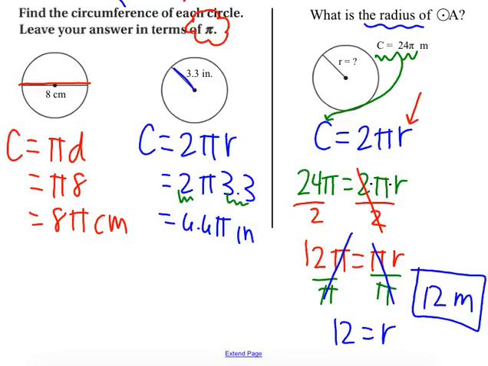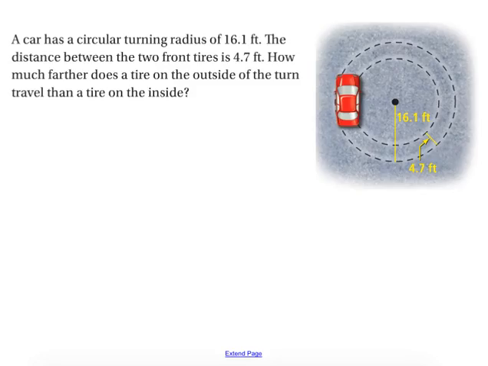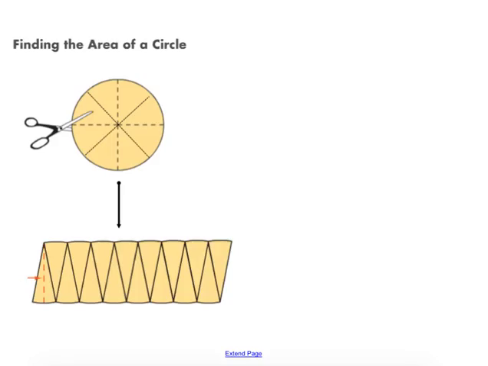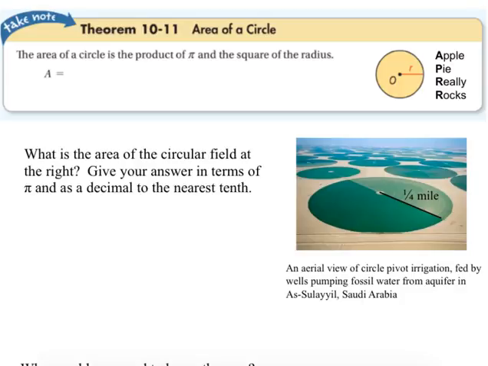Okay, we are going to skip the next page for doing these together in class. So skip the car one and skip this arc one. Now we're going to go to area of a circle.